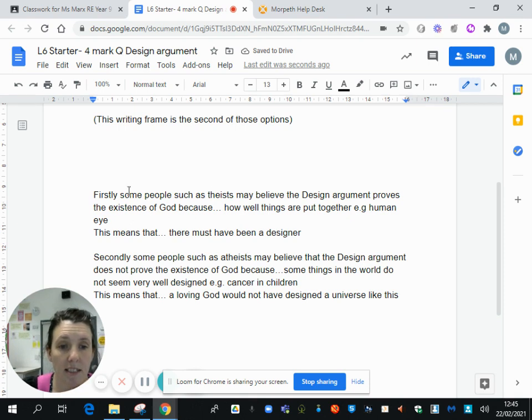So the first thing you're going to say is, yes, it does prove that God exists because the universe is so well designed. And give an example. And the second one, you can say, no, it doesn't prove that there is a designer because some things don't seem very well designed at all.